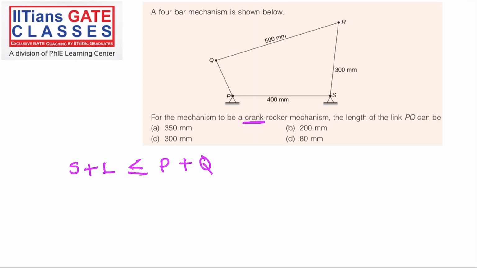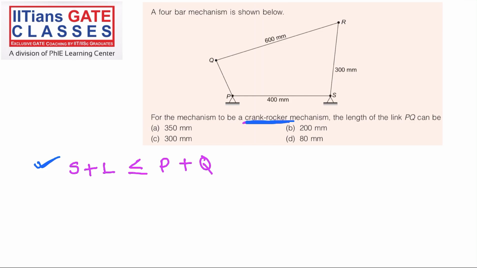So if this equation is satisfied, we can have a crank rocker mechanism. If your basics are good enough, you will be able to know when we get a crank rocker mechanism. Definitely this law has to be followed, only then will we get a crank rocker mechanism, where one of the links can have complete revolution. Again, to have a crank rocker mechanism, the shortest link should be adjacent to the fixed link.